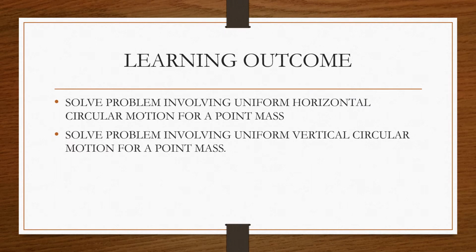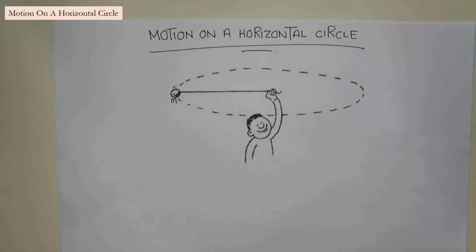Now, after knowing all the concepts and all the quantities involved in a circular motion, like the angular displacement, angular velocity, linear velocity, period, frequency, centripetal acceleration, and centripetal force, it's time to apply all these concepts and quantities in examples. So let's solve problems involving uniform horizontal circular motion for a point mass and uniform vertical circular motion for a point mass. The concept on the motion on a horizontal circle, we're going to apply in this example.